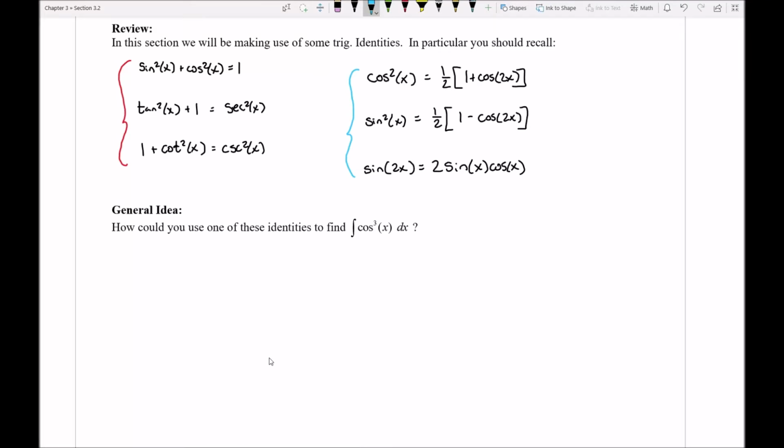So to get a sense of how I'm going to plan to use these identities, let's take a look at this opening question here in the general idea. So how could I use one of the above identities, either from this red group or this blue group, to try to evaluate this cosine cubed integral that I'm looking at here?